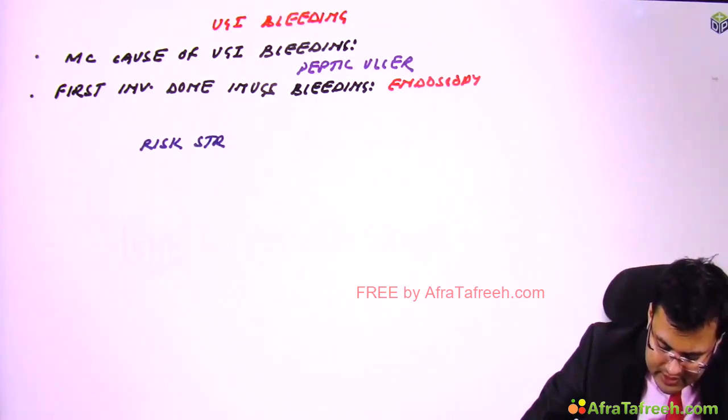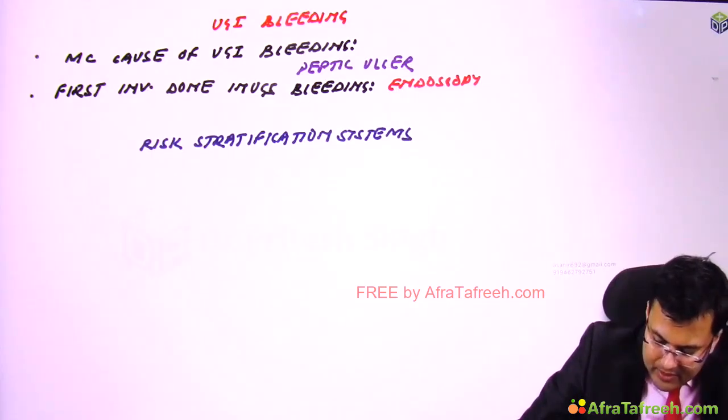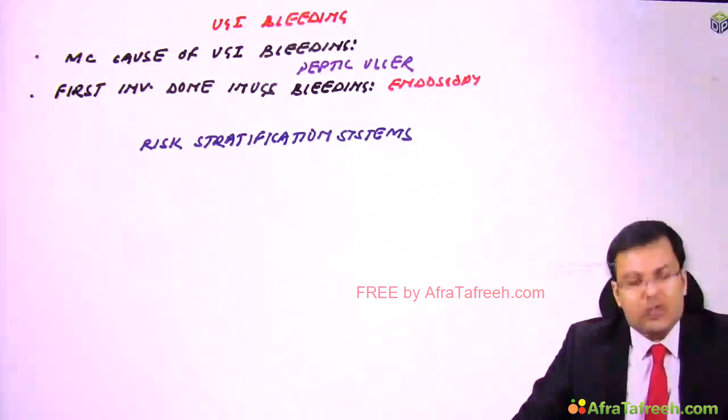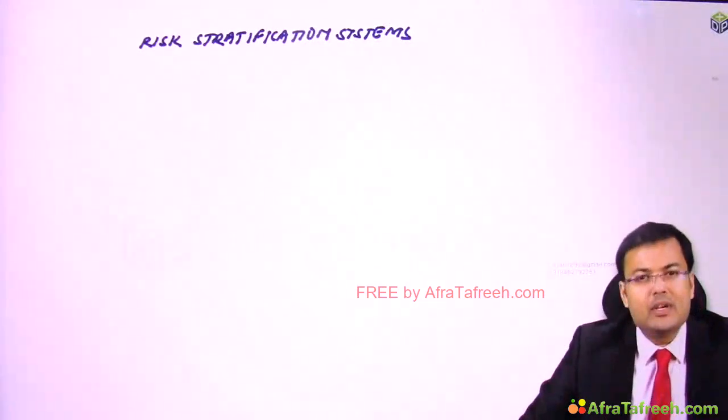Risk stratification strategies or systems in upper GI bleeding. What is the use of this risk stratification system? This is used to predict the risk of rebleeding and mortality in patients of upper GI bleeding.